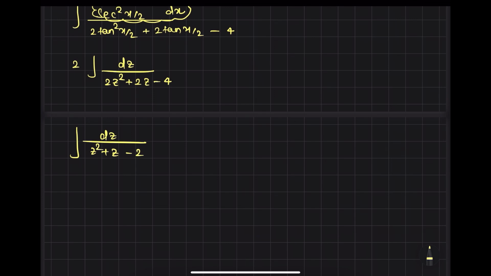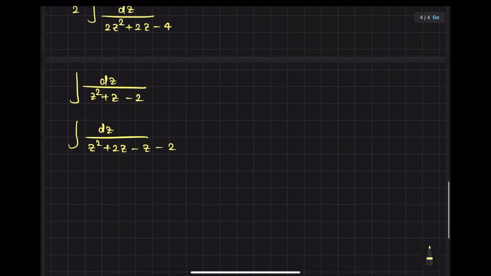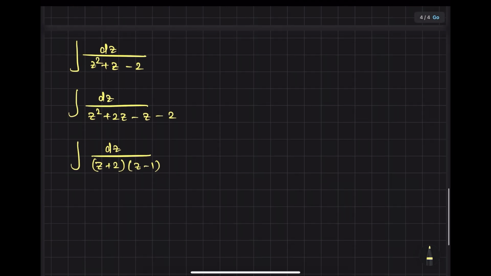Let's do the factorization. So it will become dz by z square plus 2z minus z, and then minus 2. Let's do the factorization. We will have dz as z plus 2 and then z minus 1. Correct? So if you observe the denominator, you have something into something and both are linear.